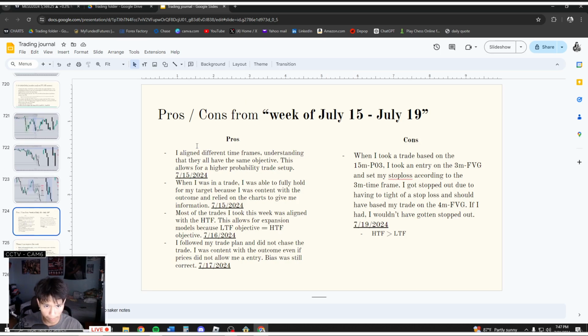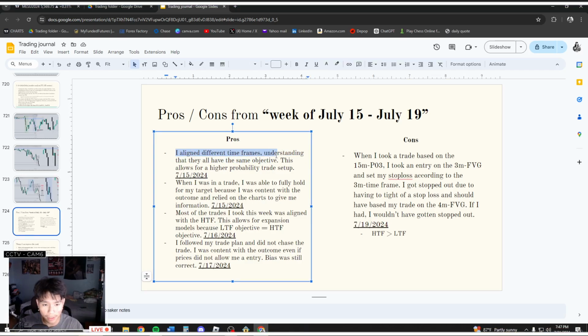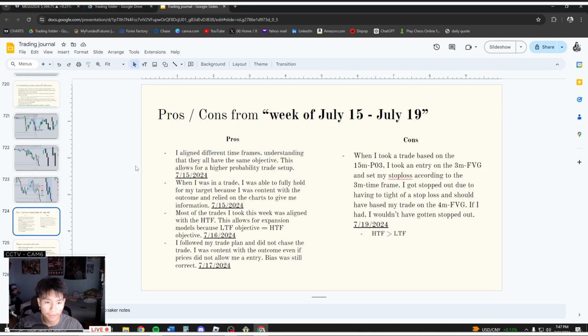So the first pro is I aligned different time frames, understanding that they all have the same objective. This is my second aspect of my time frame alignment concept, and this allows for a higher probability trade, because if all the time frames have the same objective, that means there's just more confluence.